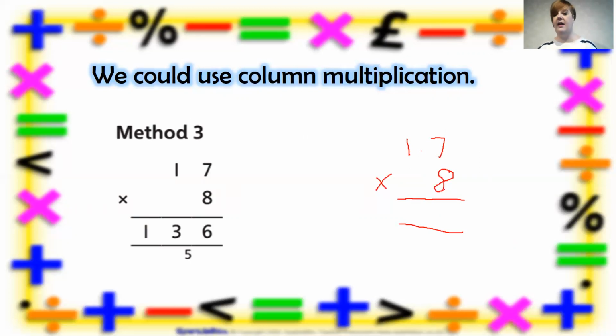Okay, so let's do that together. 8 times 7 is, we know that's 56. I'm going to put the 6 there. I'm just going to put that little 5 there to remind me that that's 5 tens, because we can't put 5 tens in that column, can we?